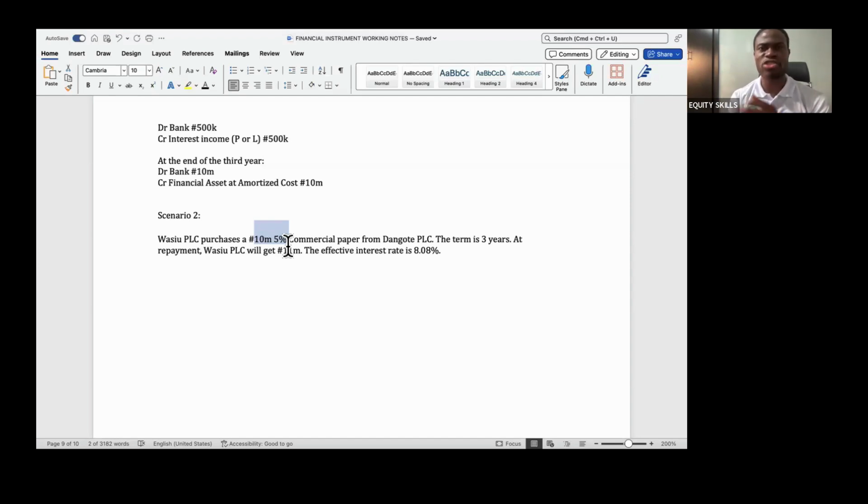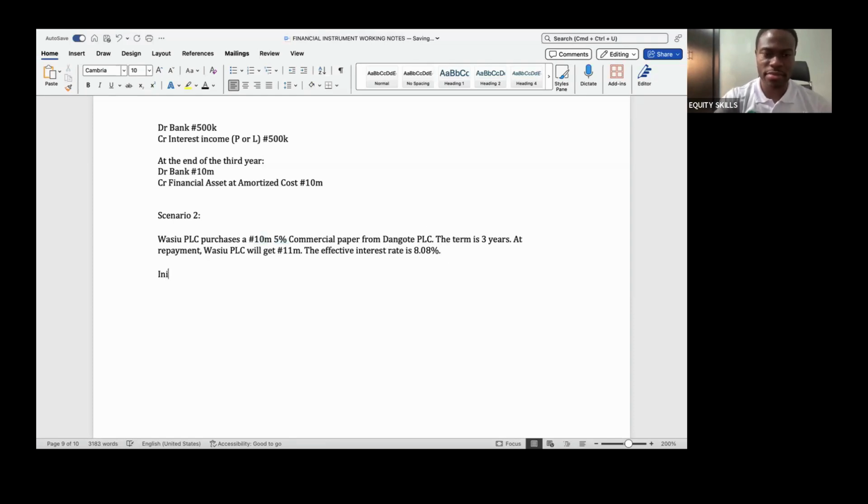So what you recognize as income to P&L won't be 5% anymore. Because yes, you collect 5% in cash every year, but on an accrual basis, the interest you're earning is more than that. It's actually 8.08% because this has also included the premium. So with this, you would be able to spread the 1 million over 3 years. Let me show you how it works, just like the way I showed you the other one.